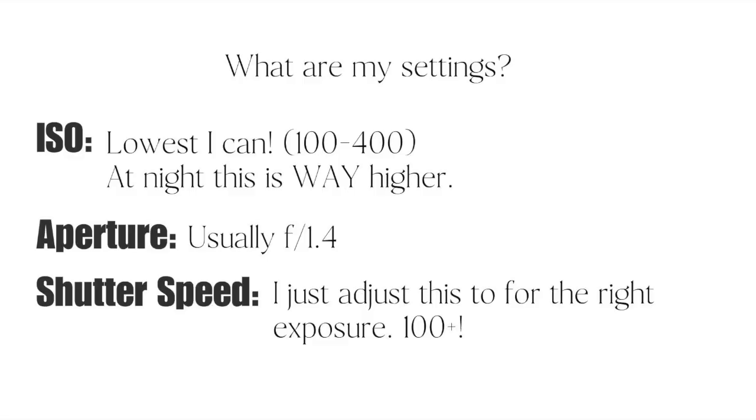Okay, so what are my settings? My ISO is the lowest I can get it always because I want high quality. That's usually in the range of 100 to 400. And at night, I do jump way higher. I could be at 32,000 or 46,000 or 64,000. It doesn't really matter too much, but generally I love to get my high quality as much as I can so I don't have to deal with that later in Lightroom where I'm having to fix that.